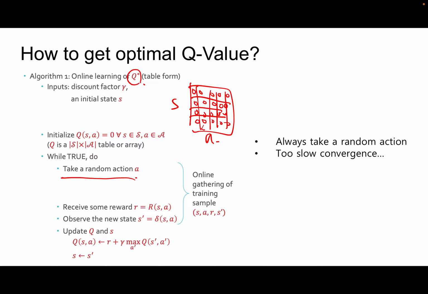The most brute force, naive algorithm is just taking random actions. Always take a random action, and then update the Q value with the randomly taken action, from the initial state S. Of course, this is a too naive and brute force way. It's too slow for convergence. And that is algorithm 1.